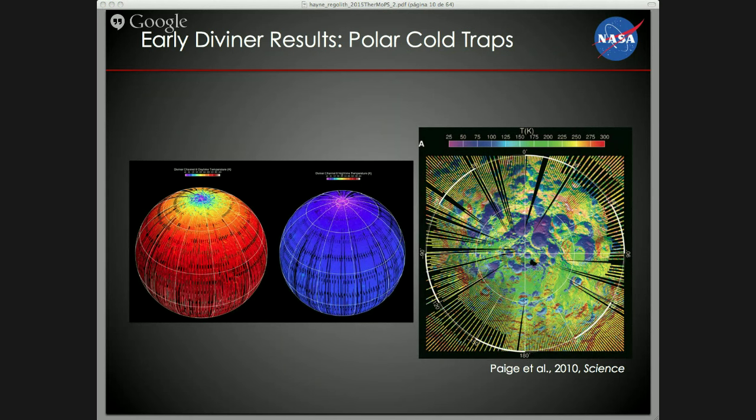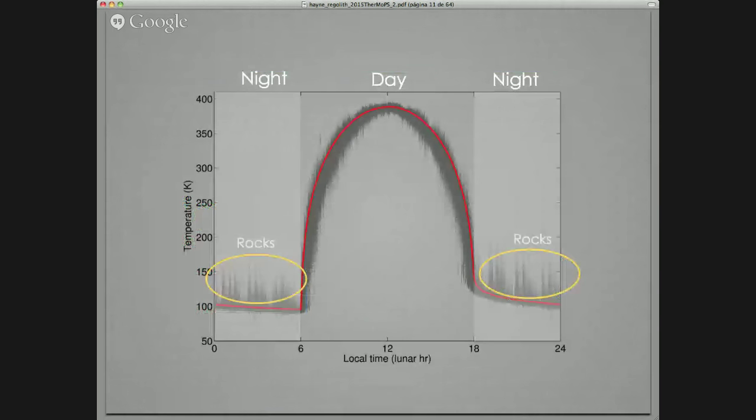Okay, so getting back to the diurnal curve, these different parts tell us different things about the thermophysical properties of the surface. So these spikes you see here, and this is for one particular location, so this kind of beating that you see is not real. It's an artifact of the particular local times that we have coverage for.